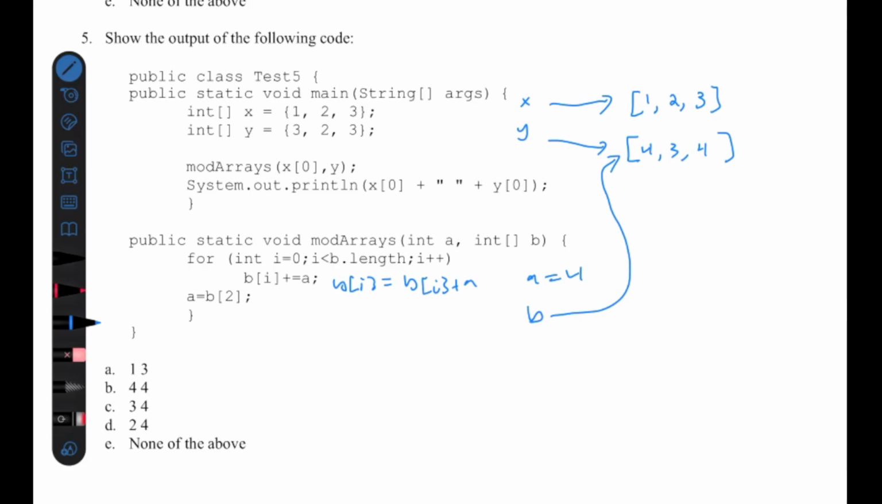So we go back up to our main method and we'll print out x index 0 and y index 0. So x index 0 is 1, y index 0 is 4, right? Right here and right here. So I'm going to print out 1, 4, and we get E, none of the above.